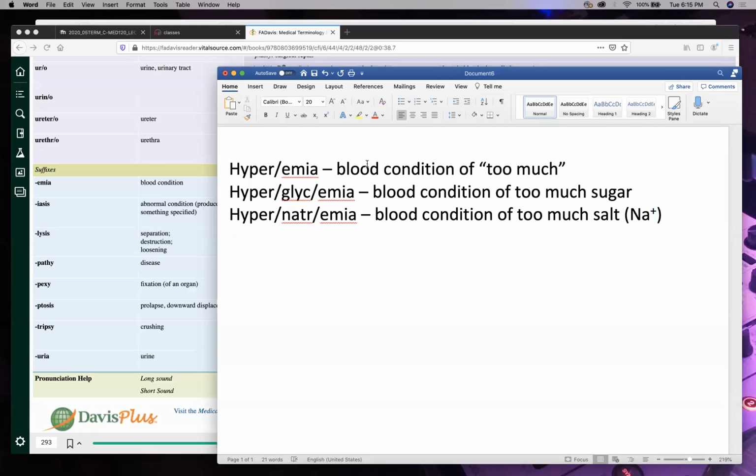Okay, and it could be also hypo. My patient could be hypoglycemic, blood condition of too little sugar. They could also be hyponatremic, and there's a whole bunch of things. I can even put protein, hyperproteinemia. That means I have too many proteins in my blood. I could have hyperlipidemia. I have blood condition of too much lipid or fat. You can go on and on and on. And anytime you have hyper, you also have hypo. And also you have this one.